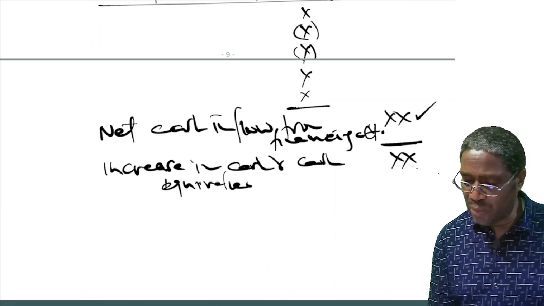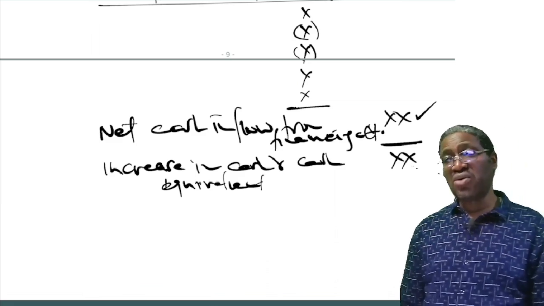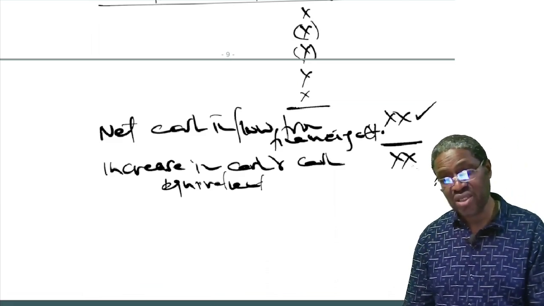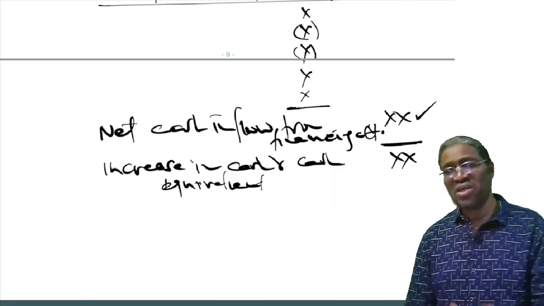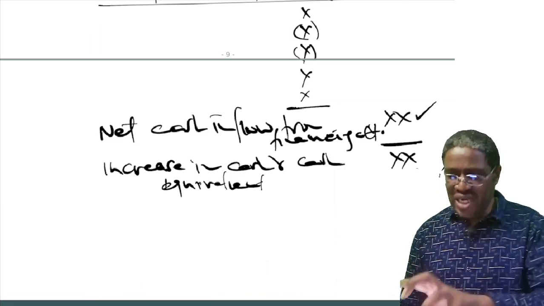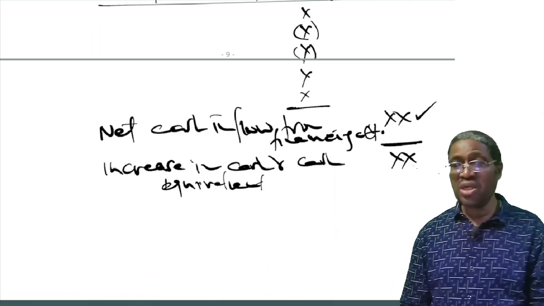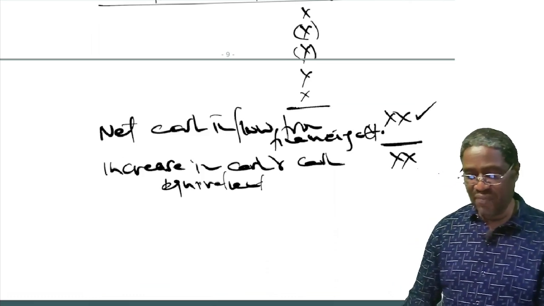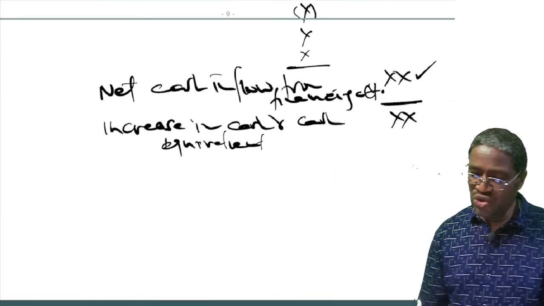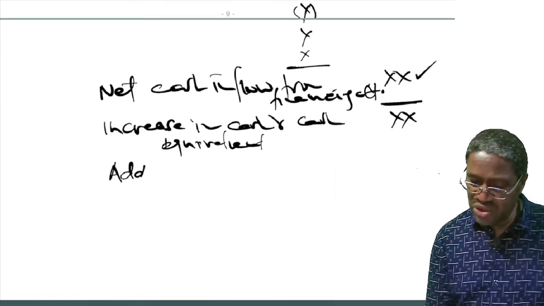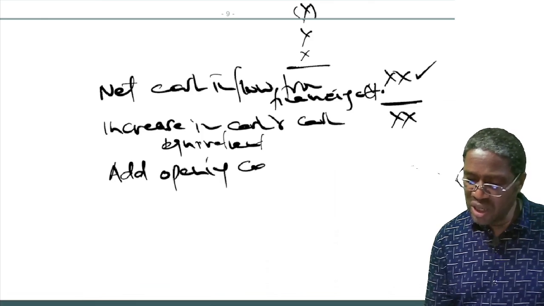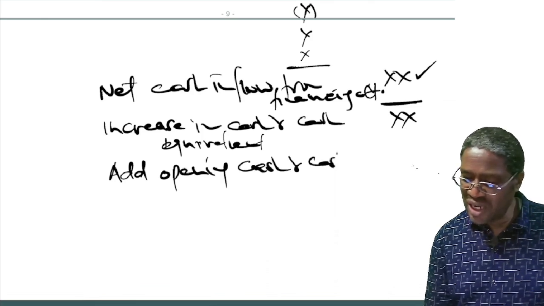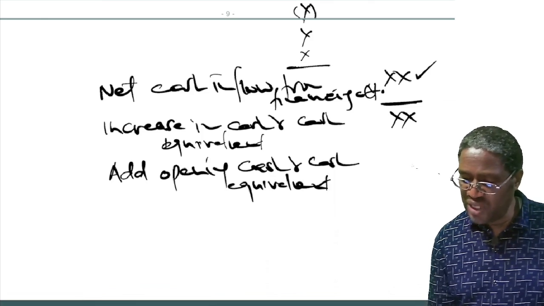So if it was a positive, you called it increase in cash and cash equivalent. If it was a negative, you had to call it decrease in cash and cash equivalent. Okay? Then from there, I'm just reminding you, you had to add what you used to call opening cash and cash equivalent.